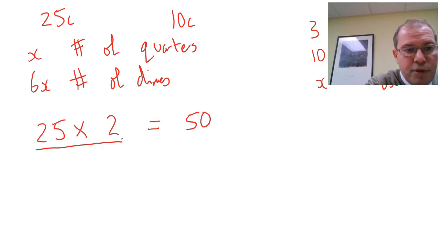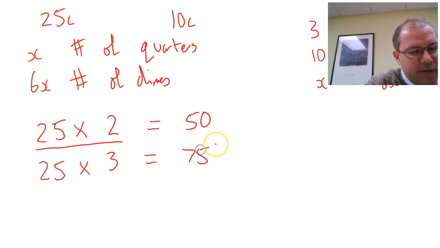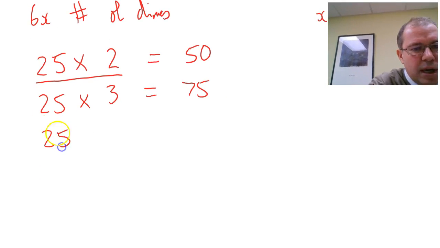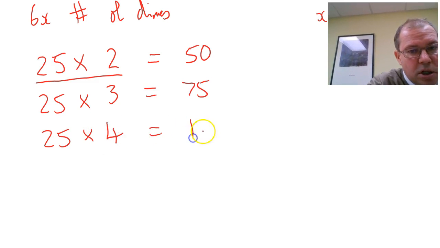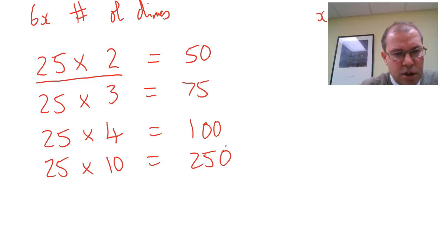Now imagine I've got 3 quarters. How would we work out how much money we've got? 25 times 3, which I know is 75 cents, but I'm not as interested in that. If I've got 4 quarters, it would be 25 times 4, because I've got 4 quarters, which is $1, 100 cents. If I have 10 quarters, it's 25 by 10, so 250 cents, which is $2.50.